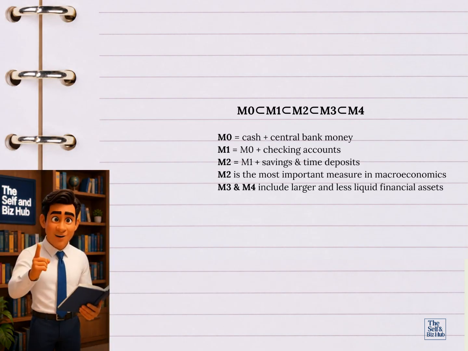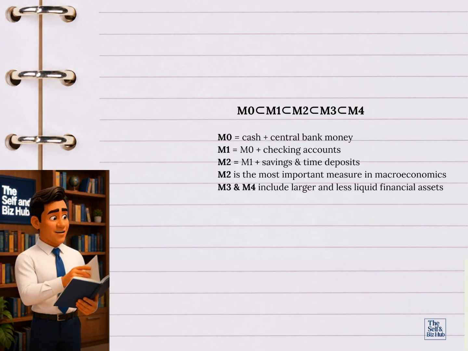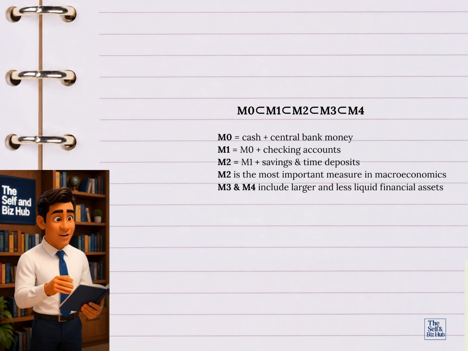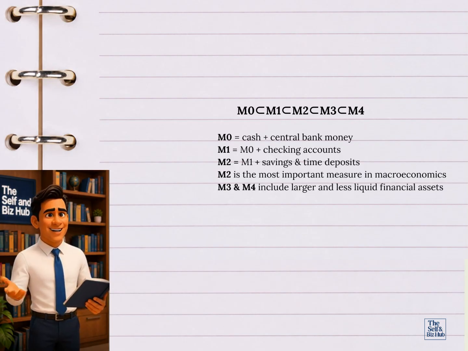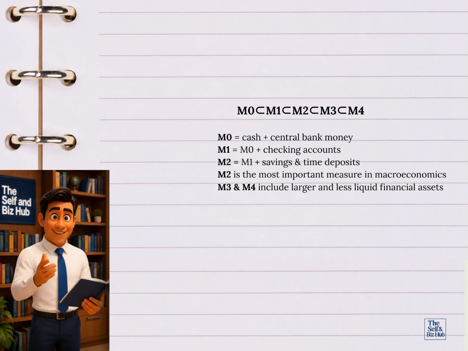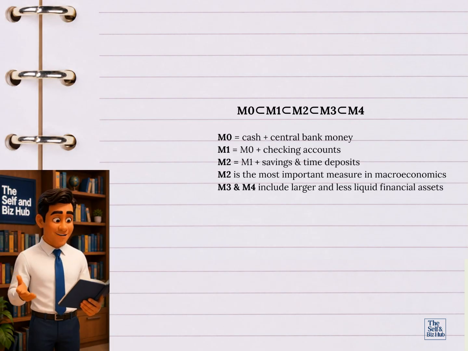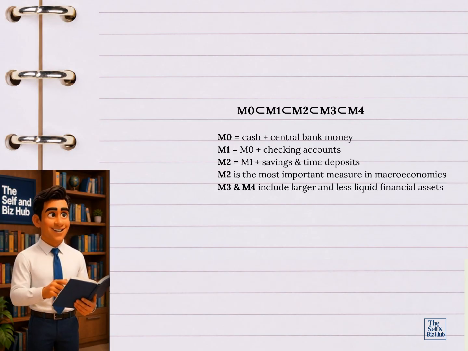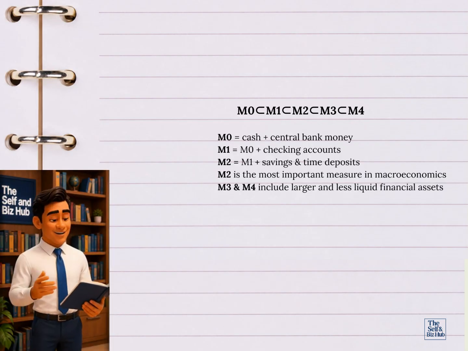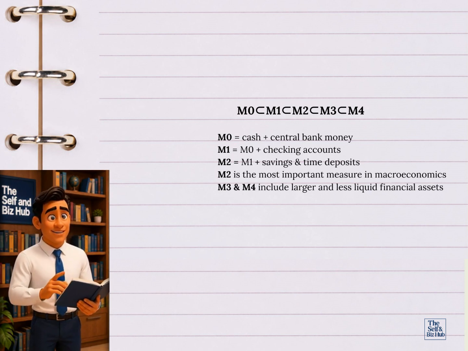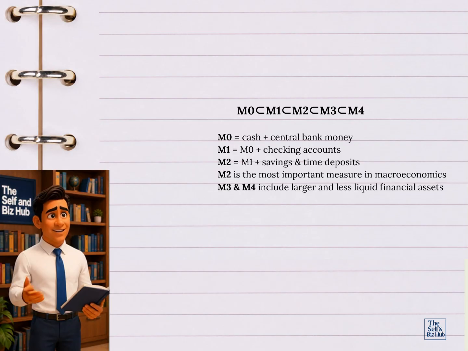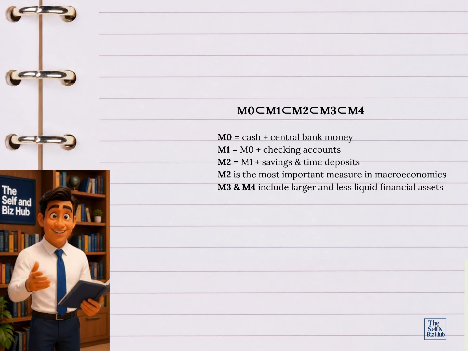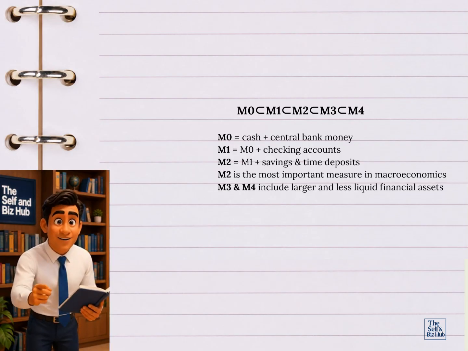M1 includes M0, cash, plus funds in checking accounts. These are funds that can be used almost instantly for payments. M2 includes M1, time deposits, and savings that can be quickly converted into money. This is a broader concept that better reflects the real liquidity of the economy. M2 is most commonly used in macroeconomic analysis because it is strongly connected to consumption, credit, and inflationary pressure.